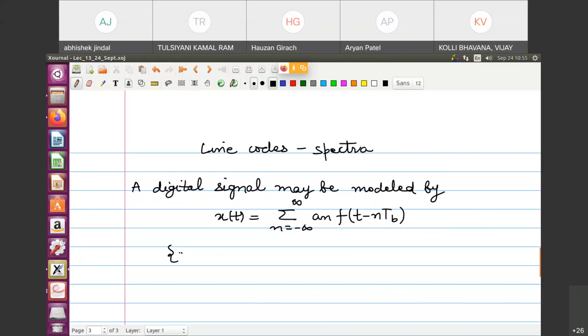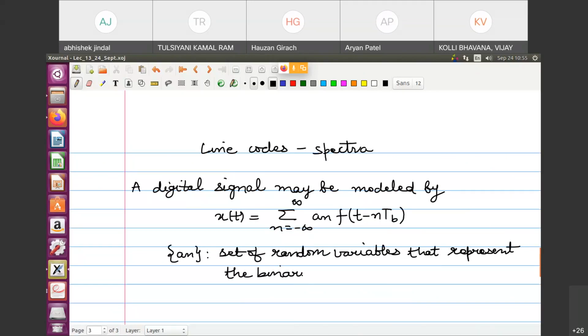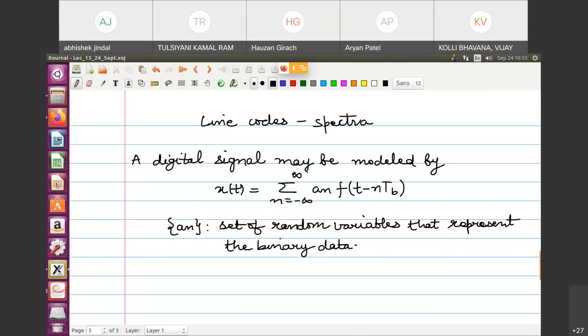Where, what is a of n? Let me write it down. So a of n is a set of random variables that represent the binary data. Binary data. Okay, meaning if you have a sequence of binary data, a whole stream of 1010 has come, now when you convert that stream into a signal, because you have to, otherwise how will you transmit it?